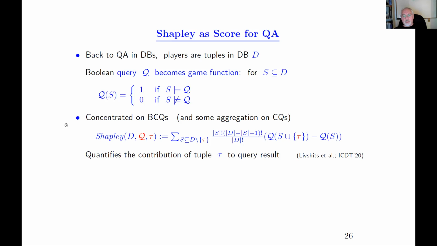In this paper at ICDT this year we concentrate mostly on Boolean conjunctive queries or unions of Boolean conjunctive queries, and some aggregations on conjunctive queries, but I'm not going to say anything about aggregation. So if we instantiate the general formula for the Shapley value with this particular gain function, what we get is this expression, the Shapley value applied to this gain function. The difference here is between having the tuple and not having the tuple. So this quantifies the contribution of tuple tau to the query result.